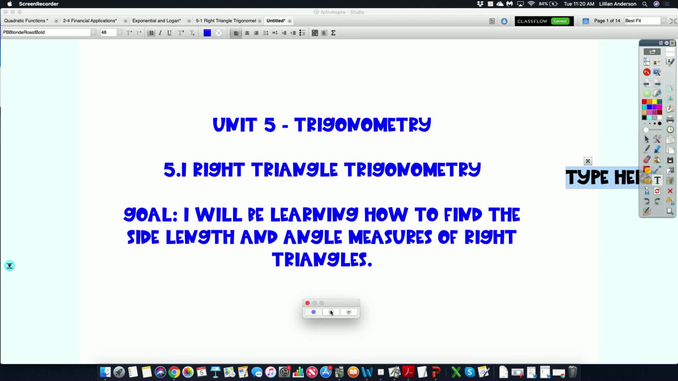Some of this will feel like review. Some of this may be new, okay? But we are starting that as we move into our trigonometry unit, which will take us probably into midterms, a little bit after midterms, because trigonometry is a big part of pre-calculus, okay? So, let's get started. Let's talk about the parts of a right triangle.